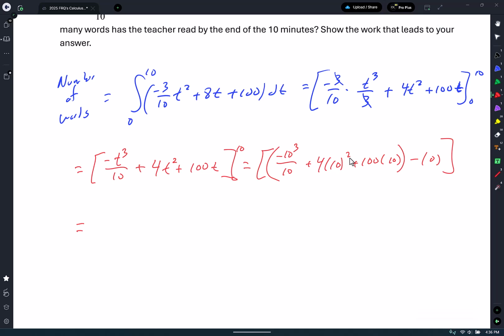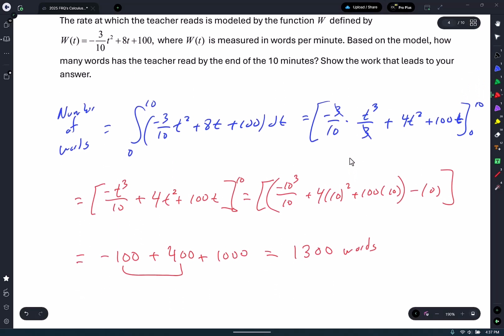So negative 10 to the third power is negative 1,000. Don't forget, that's going to be a negative because it's not an even power. And then divided by 10, that's going to be a negative 100. So negative 100 plus 10 squared is 100. 100 times 4 is 400. Plus 100 times 10, that's 1,000. So that is 300 there. Plus 1,000, that's going to be 1,300 words during those 10 minutes. All right, we're good. Let's keep going.